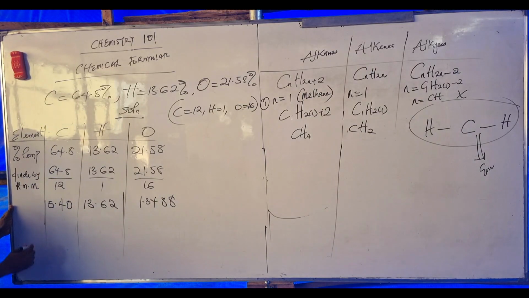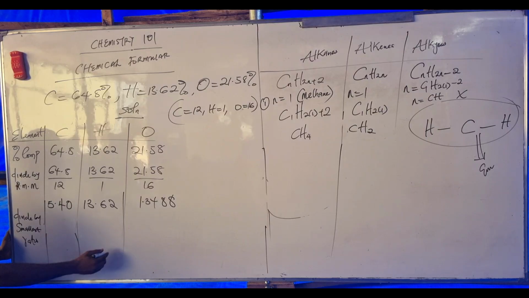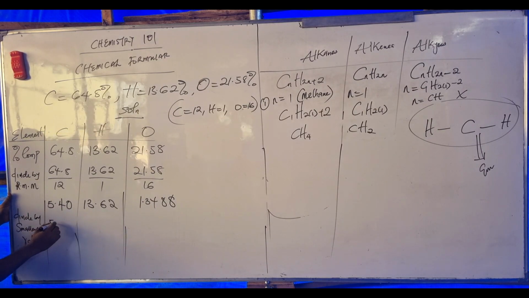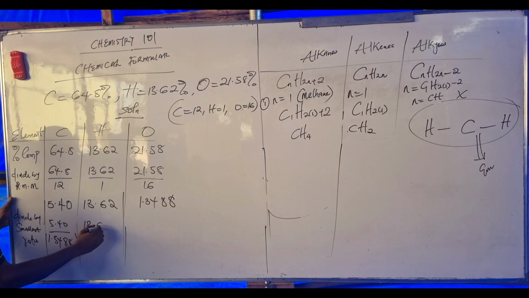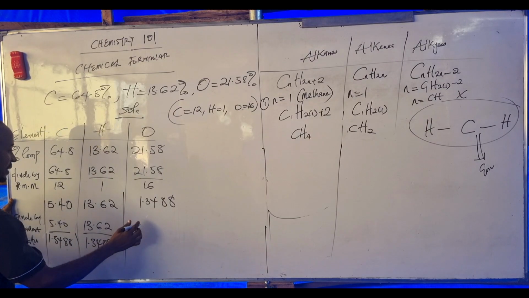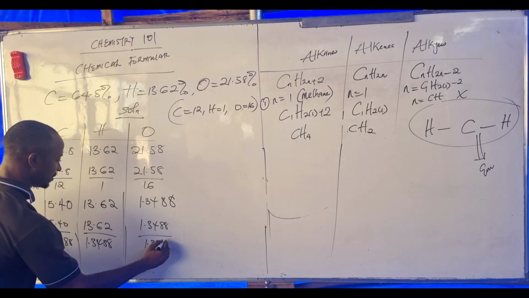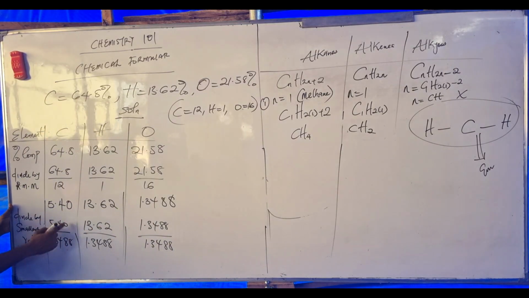So what's the next now? Divide by the smallest ratio. Among them, which of these is the smallest here? This one. So we have 5.40 over the smallest, which is 1.3488. Here we have 13.62 over 1.3488. Here we have 1.3488 over 1.3488. So what do you have when you divide this?